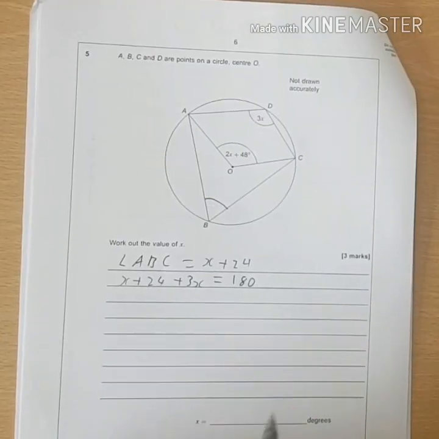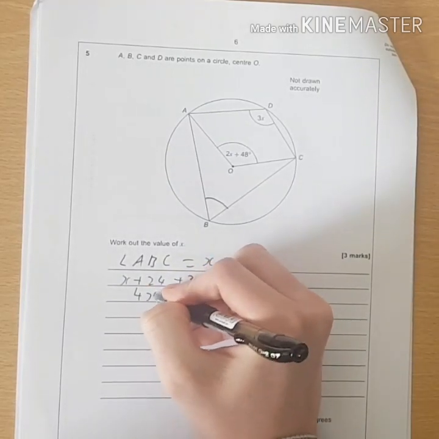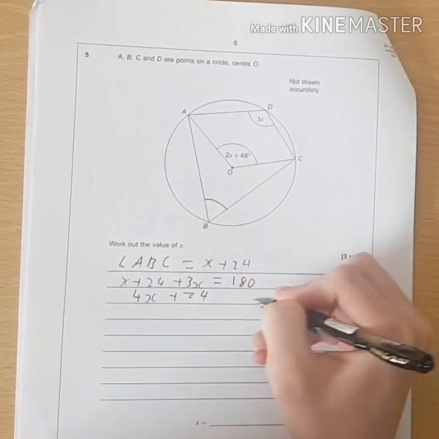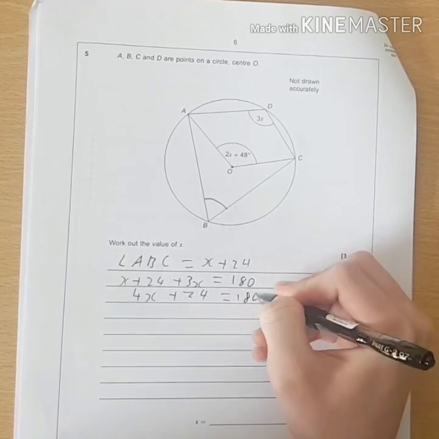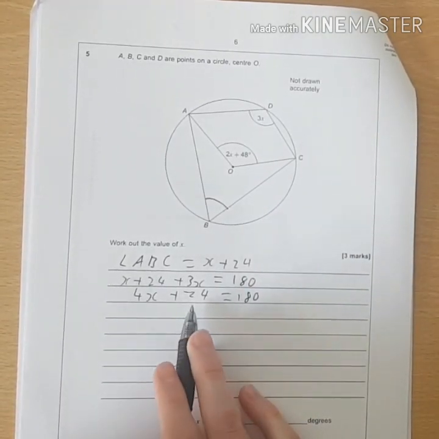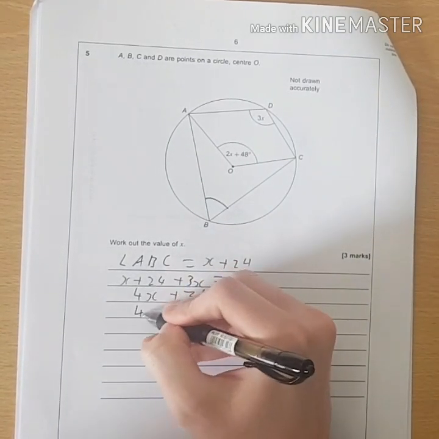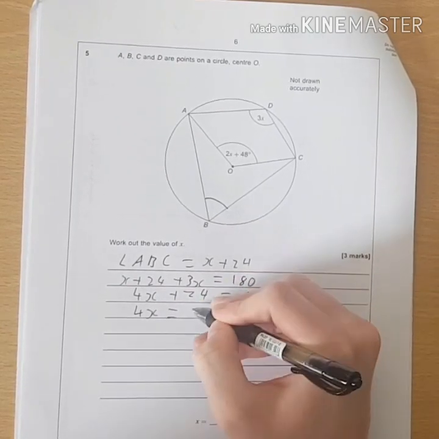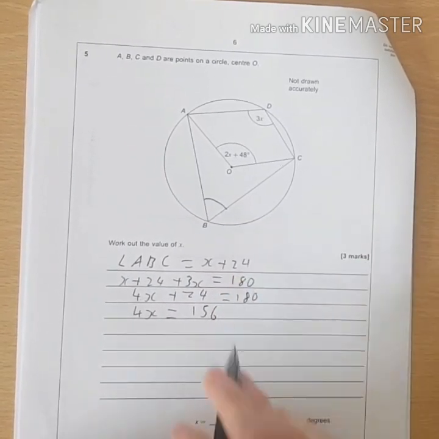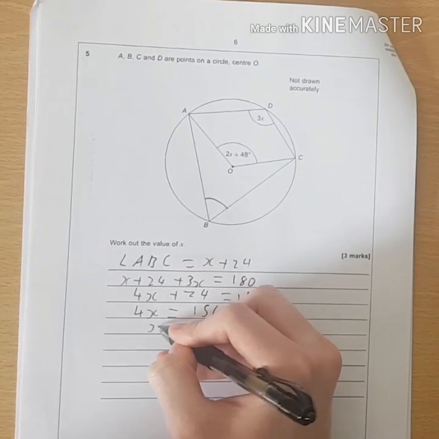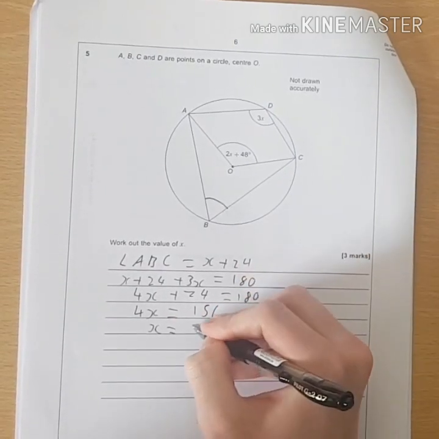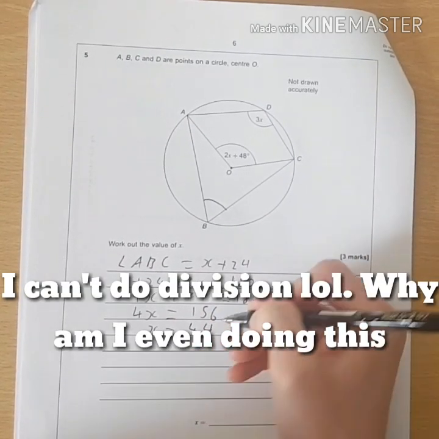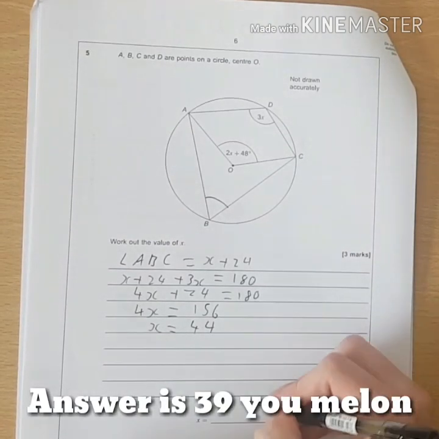We can simplify this to get 4x plus 24 equals 180, and then we can subtract 24 from this to get 4x equals 156. Then we can divide by 4 to get x equals 44. And that is our answer.